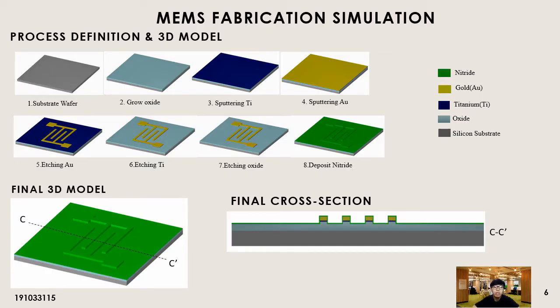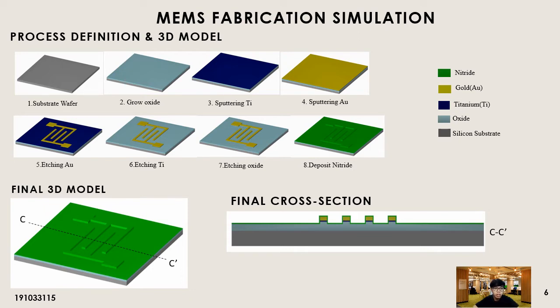I will talk about the MEMS fabrication simulation for the process definition of the 3D model. We choose to use 5 types of material: nitride, gold, titanium, oxide, and silicon substrate. There are 8 steps of process definition.